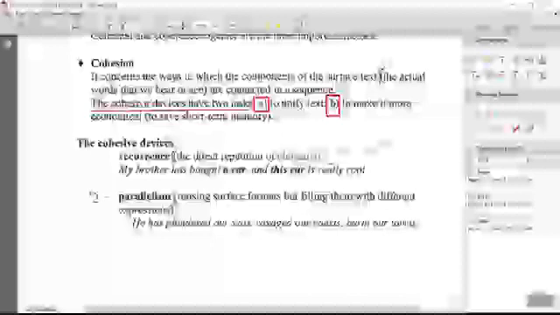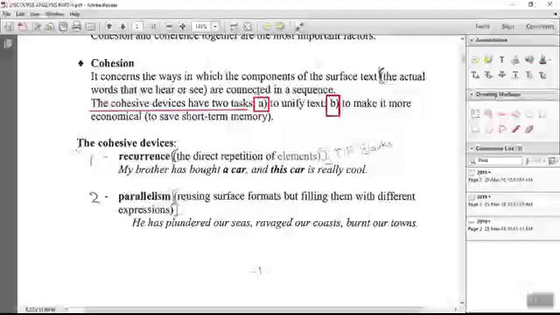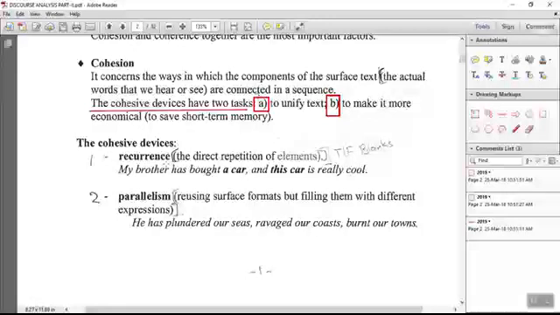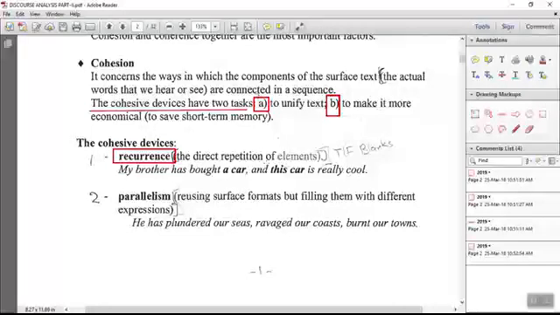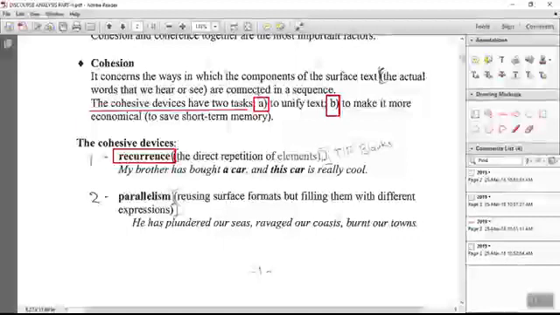Now, what cohesive devices are there? Number 1, recurrence. What is recurrence? It is the direct repetition of elements. As we said in lexical devices, reiteration or repetition. So we have reiteration, repetition, or recurrence. They mean almost the same. This may come as true or false, or filling the blanks.